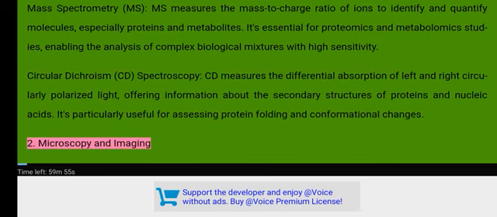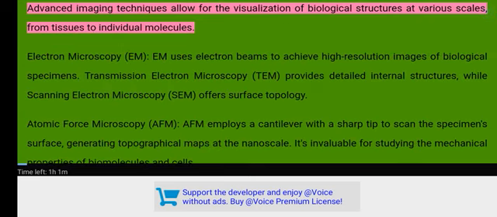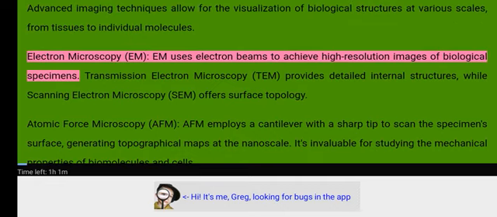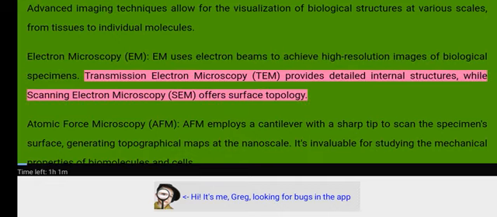2. Microscopy and imaging. Advanced imaging techniques allow for the visualization of biological structures at various scales, from tissues to individual molecules. Electron microscopy (EM). EM uses electron beams to achieve high-resolution images of biological specimens. Transmission electron microscopy (TEM) provides detailed internal structures, while scanning electron microscopy (SEM) offers surface topology.